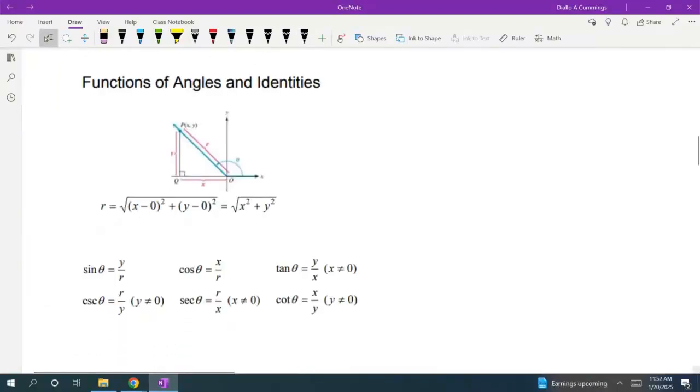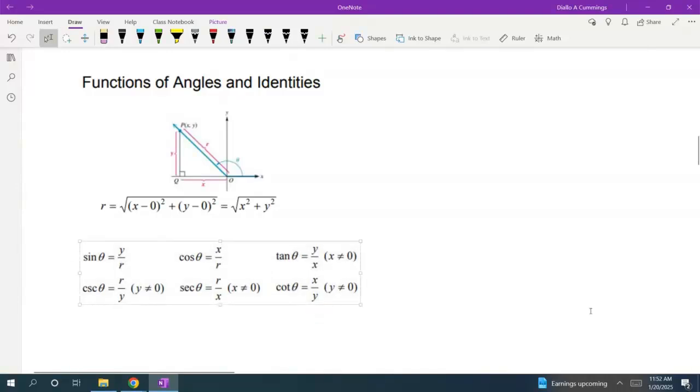All right, so now let's take a look at functions of angles and values. We're going to take a look at the 6 trig functions as they deal with x, y, and r in a rectangular coordinate system. You notice in the diagram that we have a rectangular coordinate system. We have an x-axis and we have a y-axis.